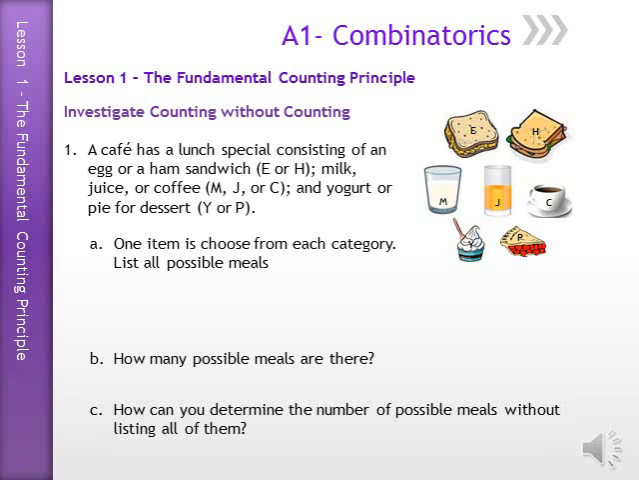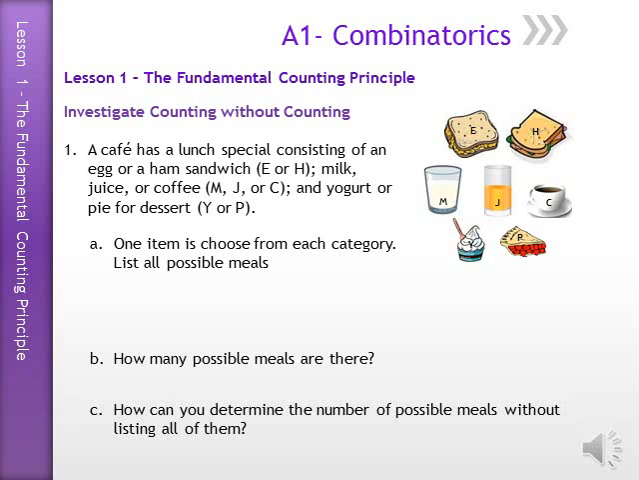A cafe has a lunch special consisting of an egg or ham sandwich, milk, juice, or coffee to drink, and yogurt or pie for dessert. We denote each choice by an appropriate letter as indicated in the diagram. One item is chosen from each category. We want to list all possible meals.